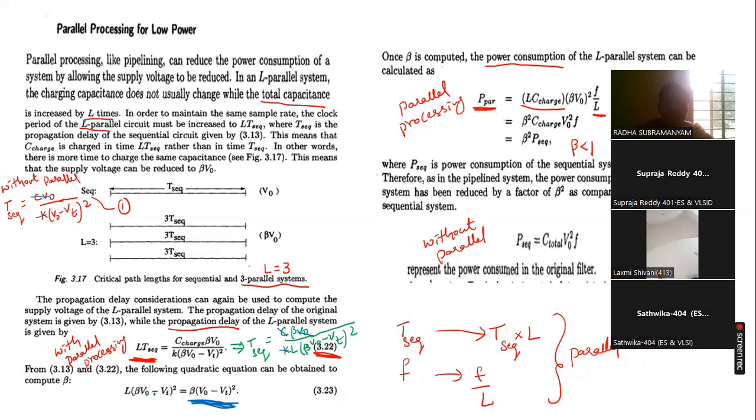Now, we know L value equal to 3. If we substitute V naught and VT also, then we will have only beta as the unknown variable. It is a quadratic equation. Solve for beta, and we will get a value for beta. Then substitute in the power consumption. We will get how much percentage of the power is required when parallel processing is introduced. So this is about parallel processing for low power applications in digital filters.